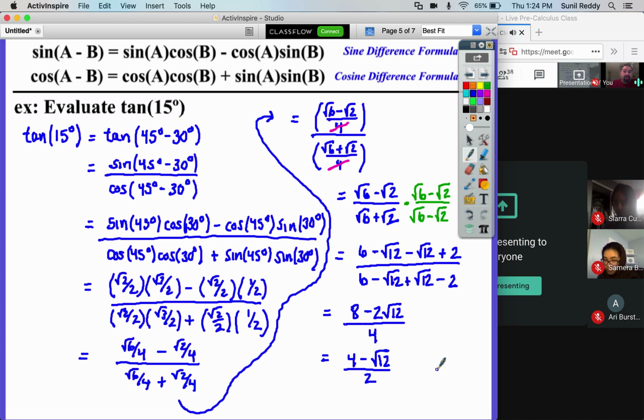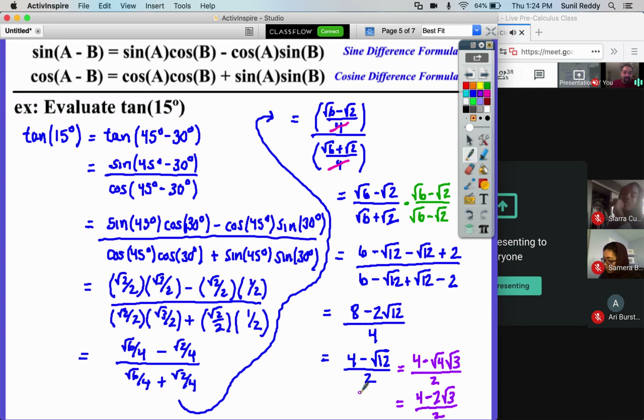Now root 12, although 12 isn't a perfect square, it has a factor that is a perfect square. So I'm now going to write this as 4 minus, square root 12 is just like us having square root 4 times square root 3. And I know I'll be able to simplify the square root of 4. And the square root of 4 is just 2. So this gives me 4 minus 2 root 3, dividing everything by 2.